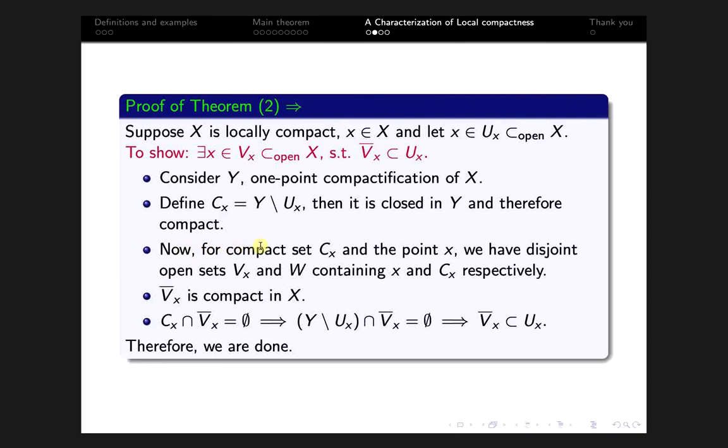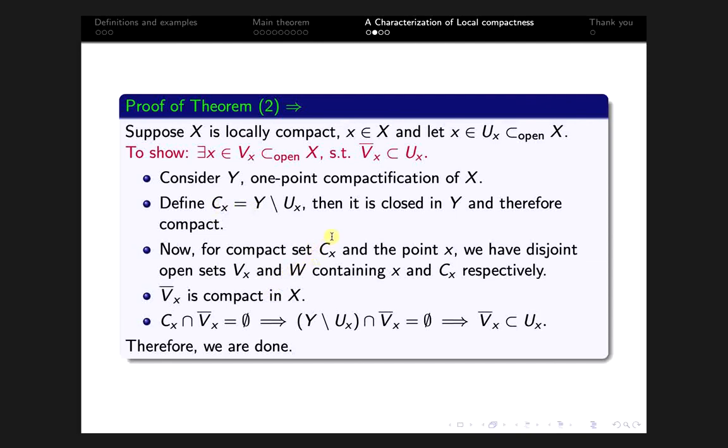Now for the compact set Cx and the point x, we have disjoint open sets Vx and W containing x and Cx respectively. So first of all, Cx is compact, as we have from the second item, and x is not in Cx because x is in Ux. Ux is our open neighborhood containing x, so x is in Ux, therefore x is not in Y minus Ux, therefore x is not in Cx.